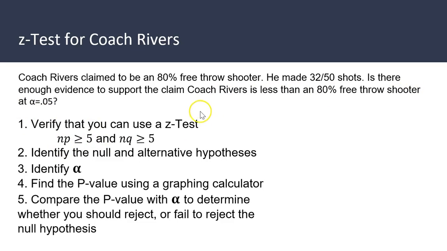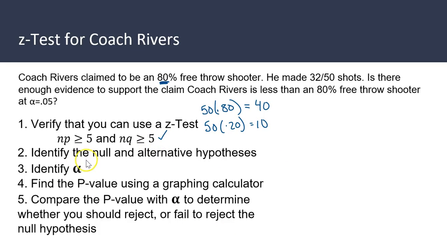So N, he took 50 shots. So 50 times P, his population proportion, was 0.8. So 50 times 0.8 is 40. And then Q would be 1 minus 0.8, so 0.2, and 50 times 0.2 is 10. Both of those numbers are greater than 5, so we can use a z-test.